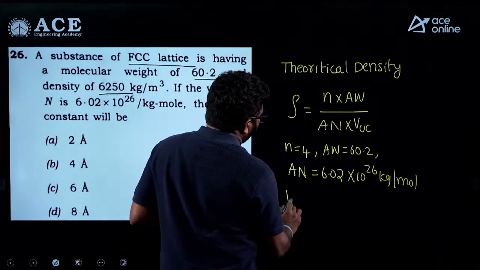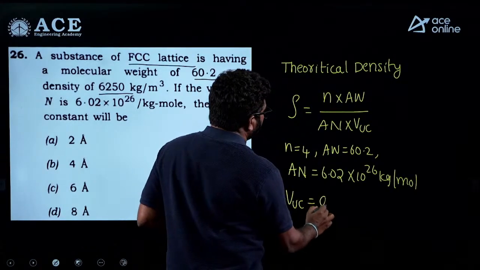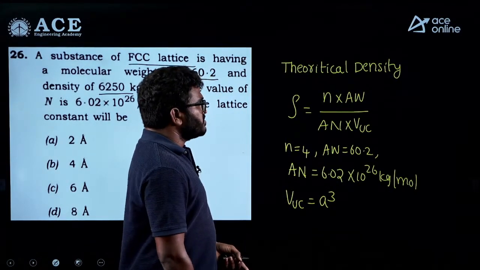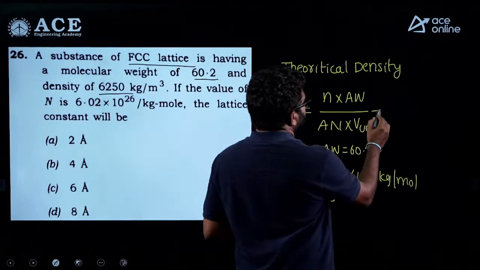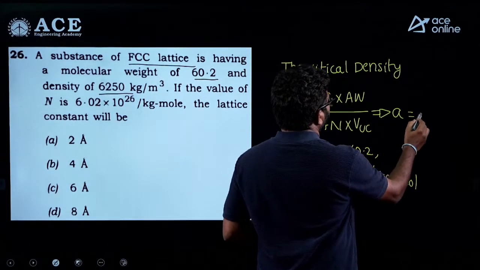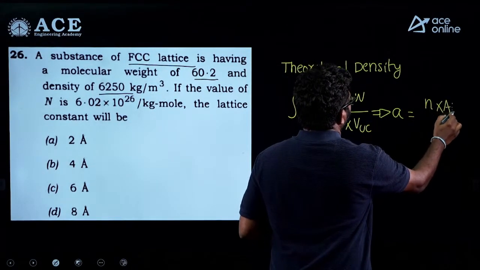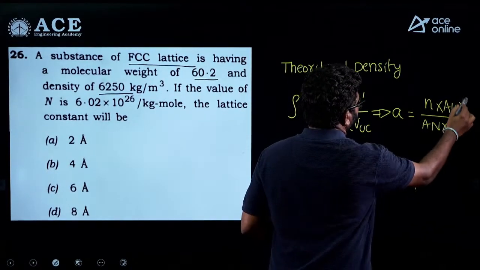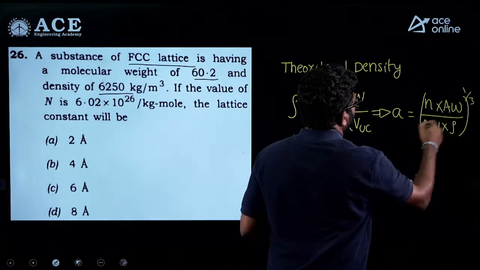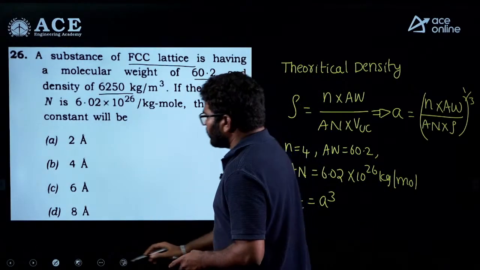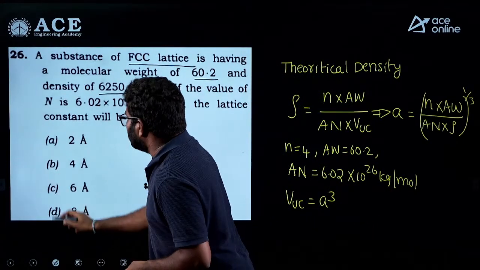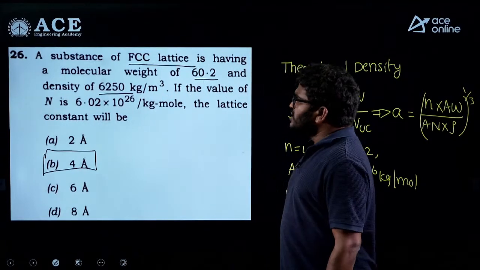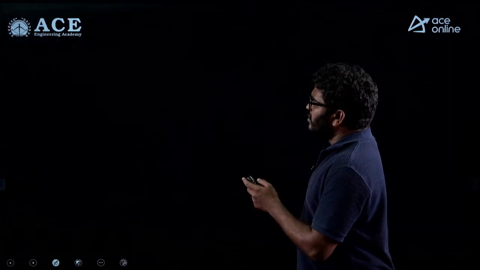And the volume of the unit cell you can take as A cube, the lattice constant A cube. We should calculate A from this equation, right. So, A is equal to N into atomic weight by Avogadro's number into density, whole power 1 by 3. By substituting these values in this equation, you will get the answer as approximately 4 angstroms. So, B is the correct answer for this question.